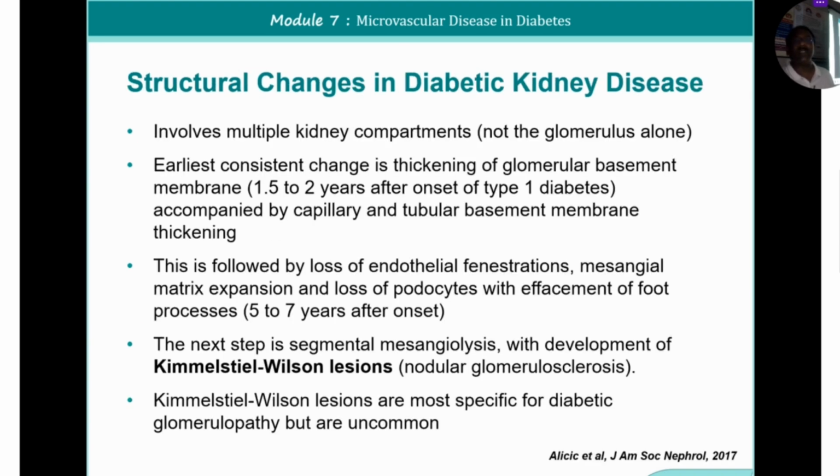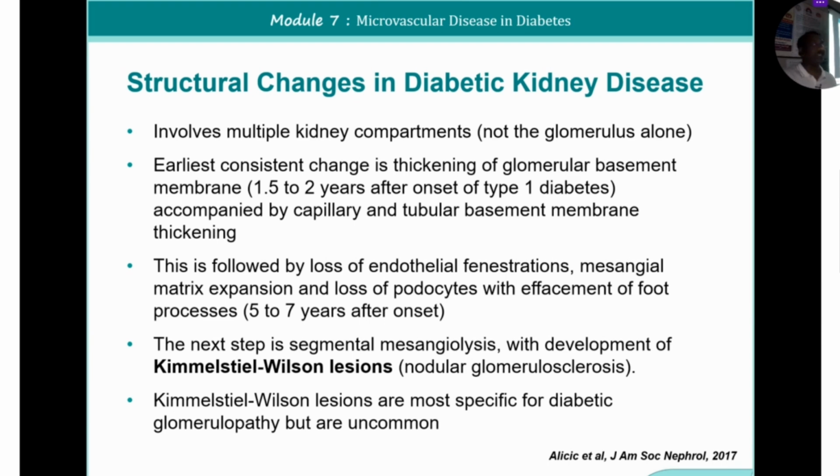So it involves multiple kidney compartments, not the glomerulus alone. Not only the glomerulus, the tubules also will be involved here. The earliest consistent change is thickening of the glomerular basement membrane, 1.5 to 2 years after the onset of type 1 diabetes. Just after 2 years of type 1 diabetes, the glomerular basement membrane starts thickening, accompanied by capillary and tubular basement membrane thickening, followed by loss of the endothelial fenestrations, mesangial matrix expansion, and loss of podocytes with effacement of the foot processes.